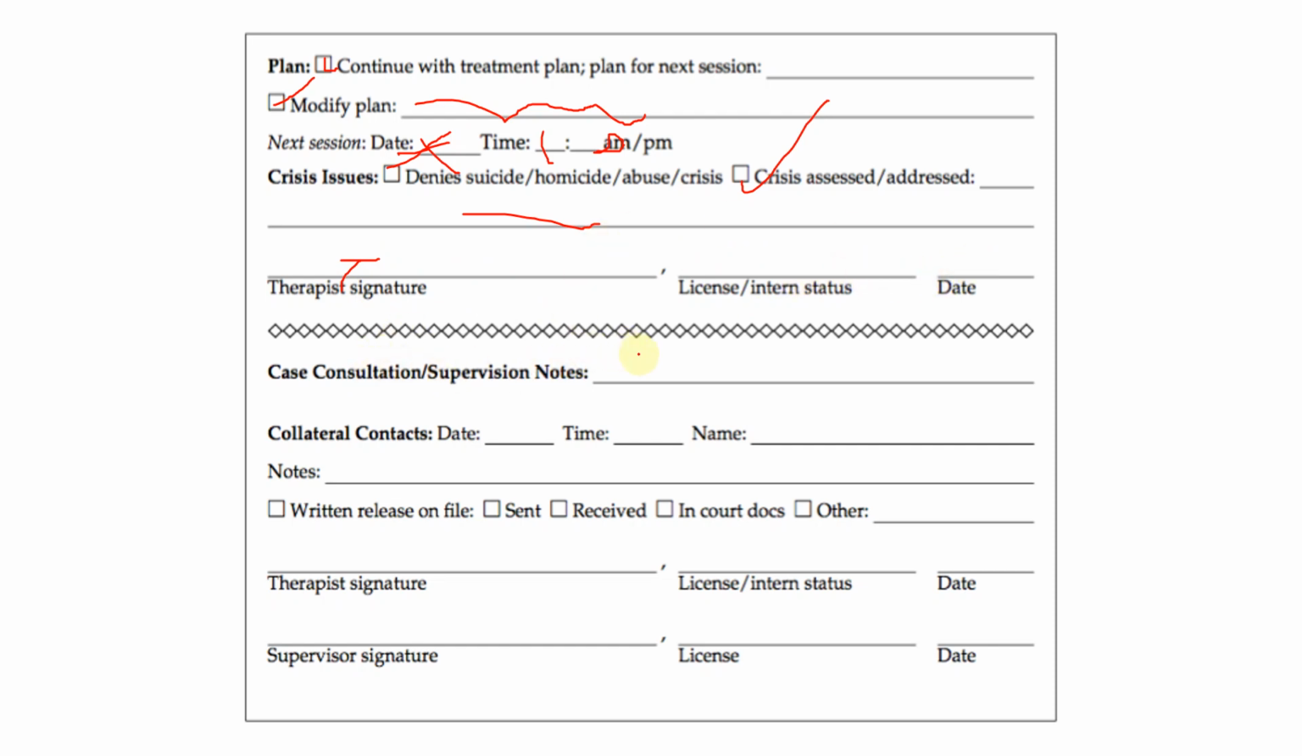Then case, consultation, or supervision notes. Here is where you would put notes that you want to take to your supervisor. Were there any collateral contacts? Date, the time, who did I speak with? Notes about that. Did I have a written release on file? Therapist signature, supervisor signature.